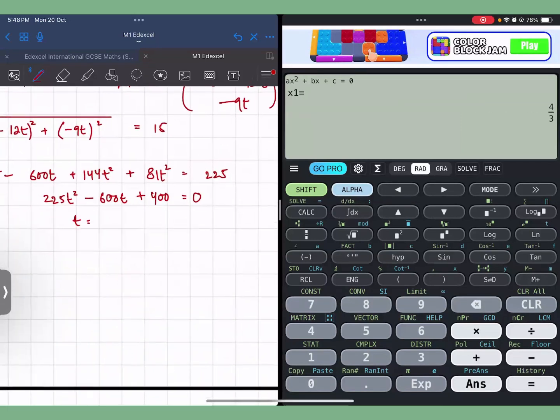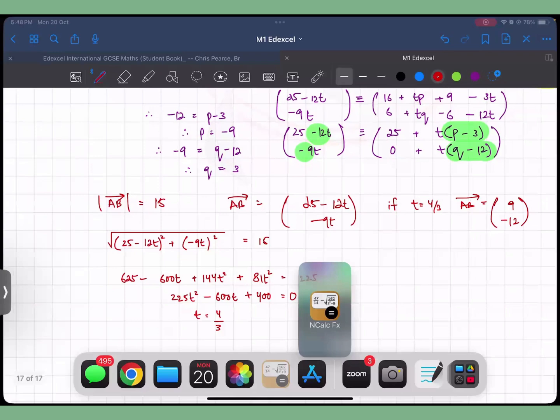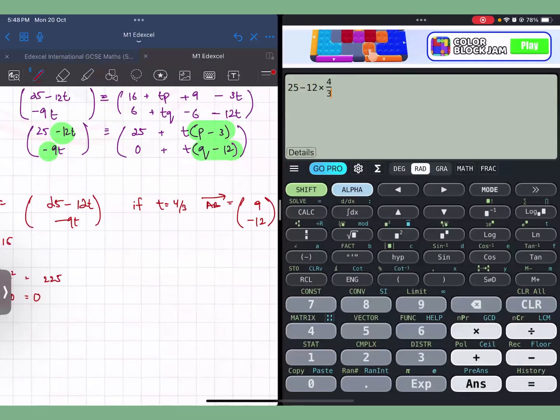So your time is coming out as 4 upon 3, and the other one is also 4 upon 3. Both answers are the same, so this is your time. And if t is equal to 4 upon 3, your AB vector will become 25 minus 12 multiplied by 4 upon 3, which is 25 minus 16, which is 9. And minus 9 multiplied by 4 upon 3 is minus 12. Let's check. Negative 12 because we have a negative 9.